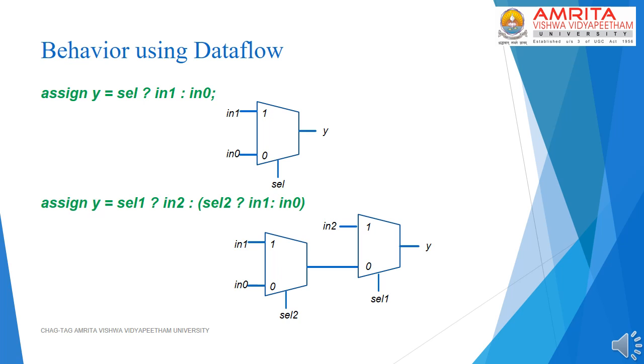Slightly more complex behaviors can also be modeled using Dataflow, as illustrated by the second example, where a conditional statement which is a little bit more complex is used for cascading 2 multiplexers. But as is evident from these examples, Dataflow modeling is inadequate for modeling very complex behaviors. So therefore its utility for the designer towards saving design effort is very limited. With this, we conclude the discussion on Dataflow modeling.